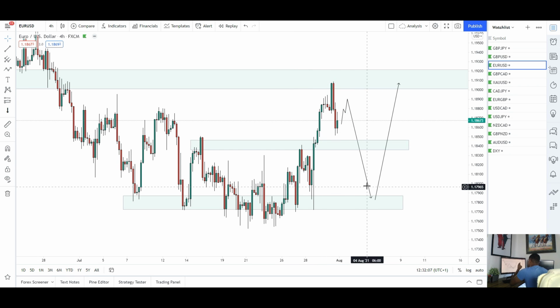So yeah, looking to see if we can get a nice movement to the downside to start the week off, and if we can find support from around here, look for a higher low formation, and then we'll look to take that back up again for Euro USD, back up to 1.19.